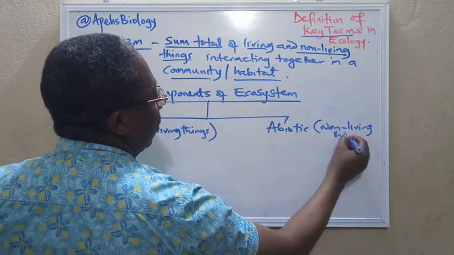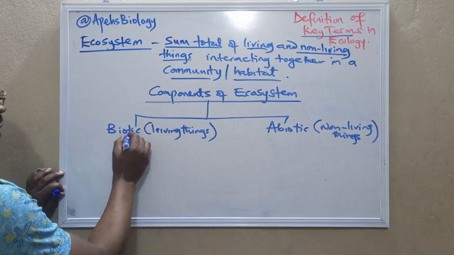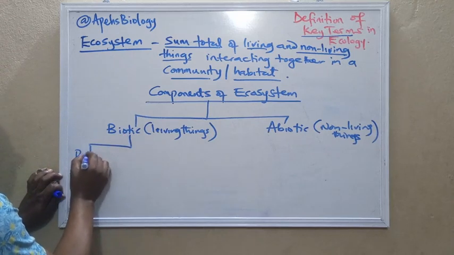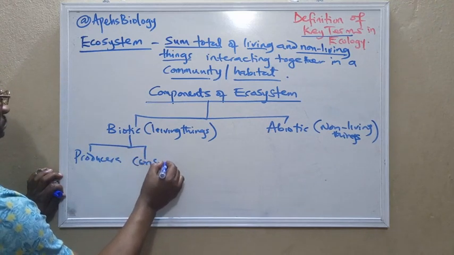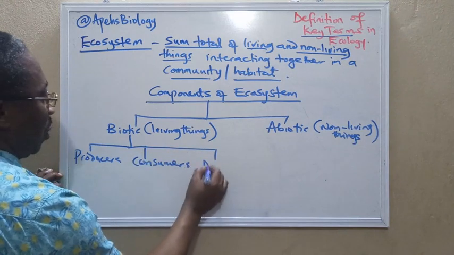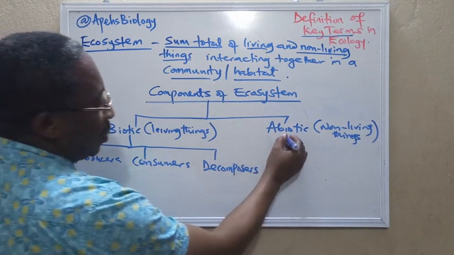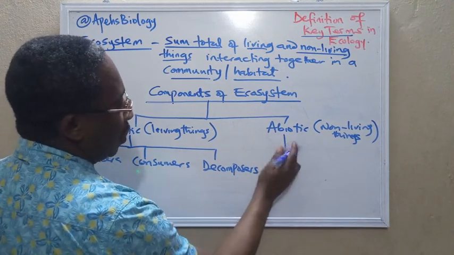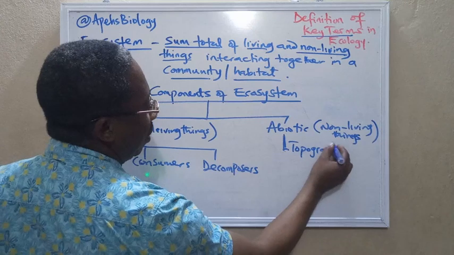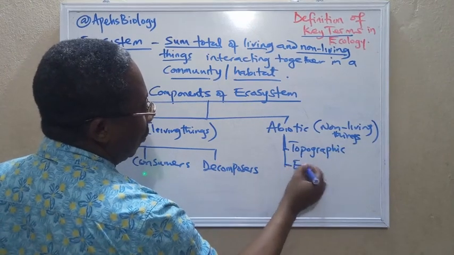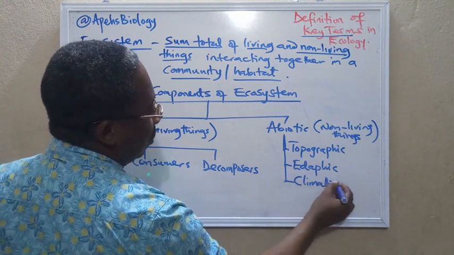non-living things. Now, what are those biotic components in the ecosystem? Your biotic components are subdivided into producers, consumers, and decomposers. While your abiotic components, you can break them into the topographic, the edaphic, and the climatic factors.